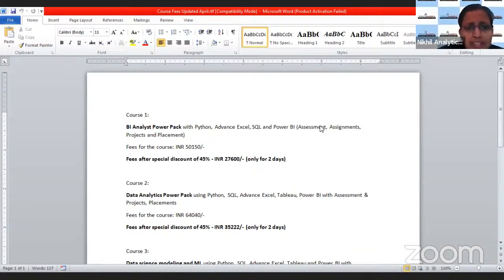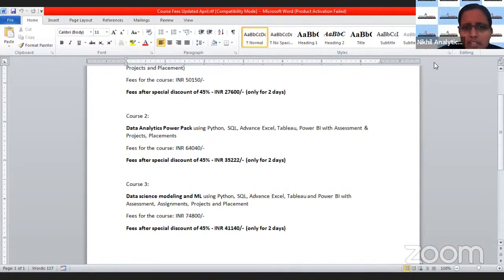Then comes another course, data analytics. If you are aiming to start your career in data analytics, you can definitely consider this course, wherein you will be learning Python from the data analytics perspective, SQL, advanced Excel, Tableau, and Power BI. The fees will be 64,040, but there is a special offer of 45% off, making it 35,222. This is applicable for 2 days.